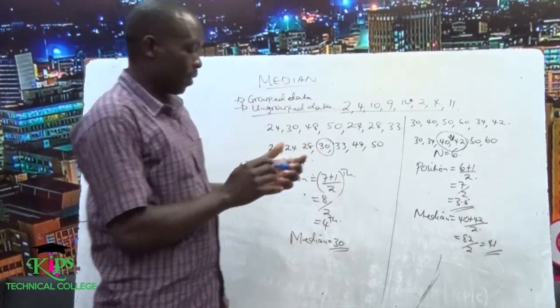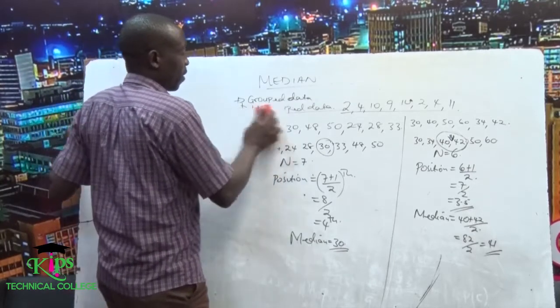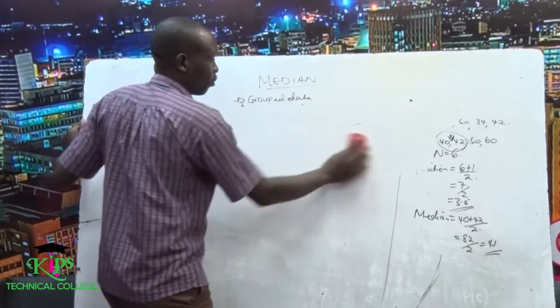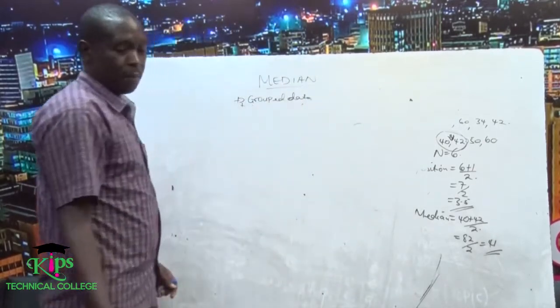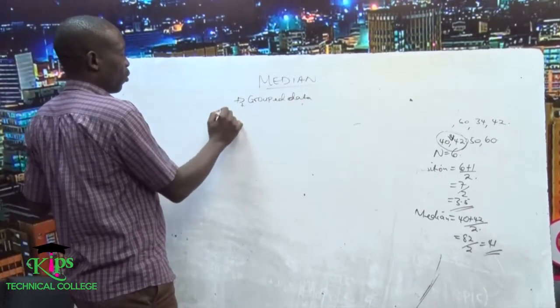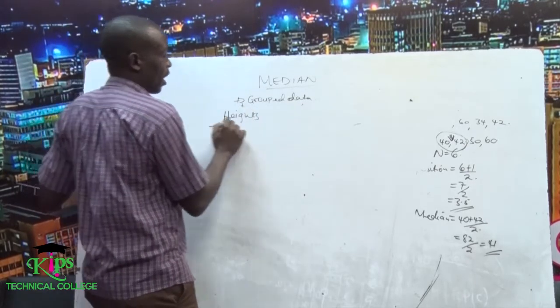Having said that, let us now see how we calculate the median for grouped data. When it comes to grouped data, you will have to undergo the following procedure. Take, for example, you have been given these scores, or we can use the heights of students in a class.